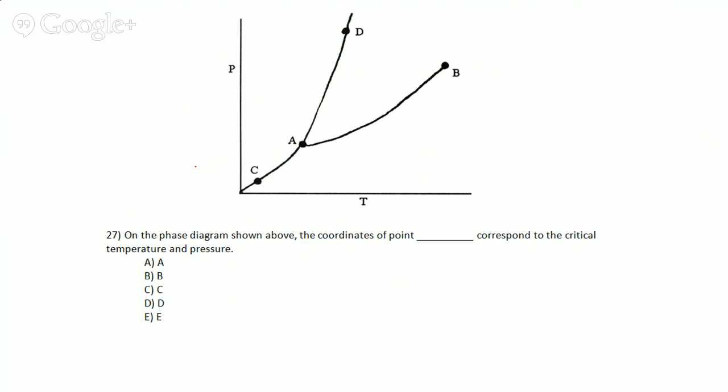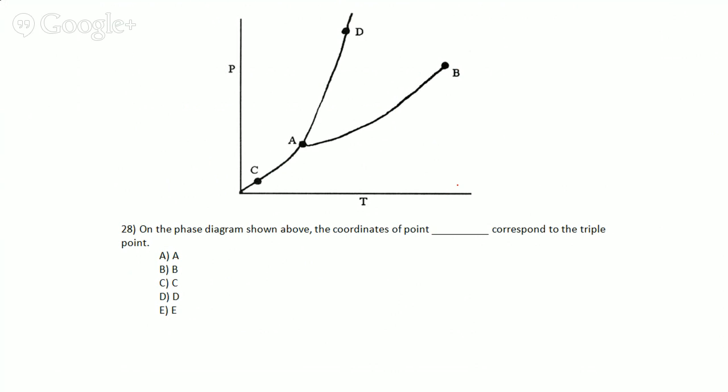Same chart, different question. On the phase diagram shown above, the coordinates of point blank correspond to the critical temperature and pressure. All right, so critical temperature and pressure is going to be the B over here, right? So again, if you go past that temperature, if you're over here, it doesn't matter what you do to the pressure, you cannot liquefy it. Whereas over here, if you had a gas, if you increase the pressure, then it would become a liquid, right? But once you're past this temperature, there's no liquefying it.